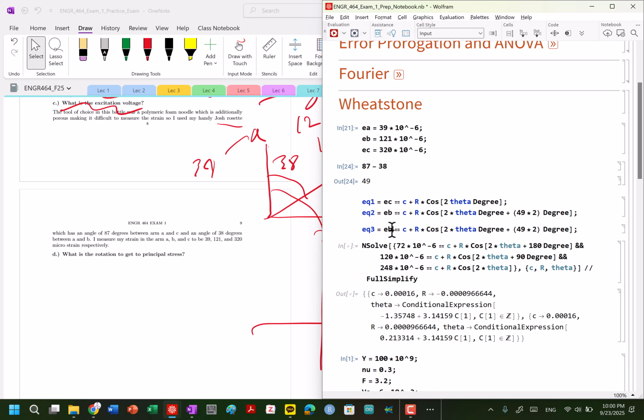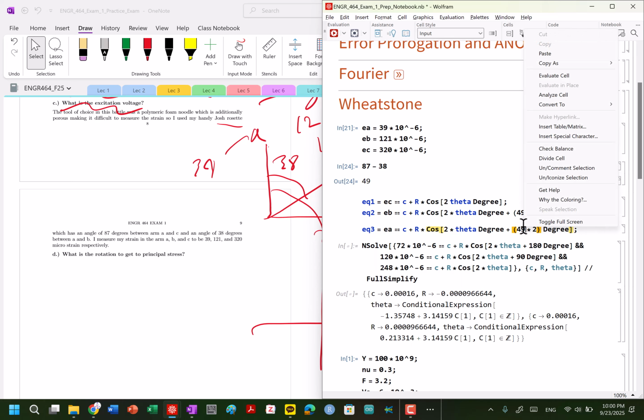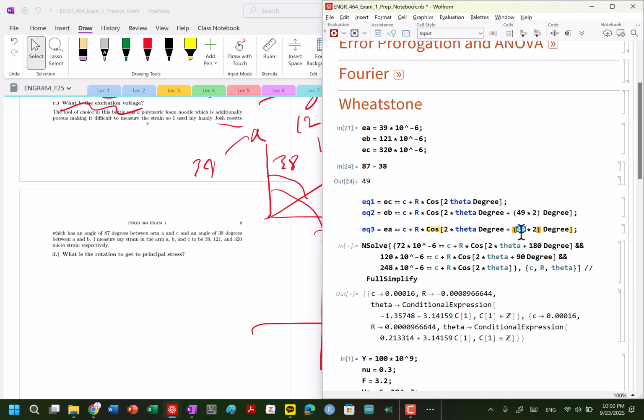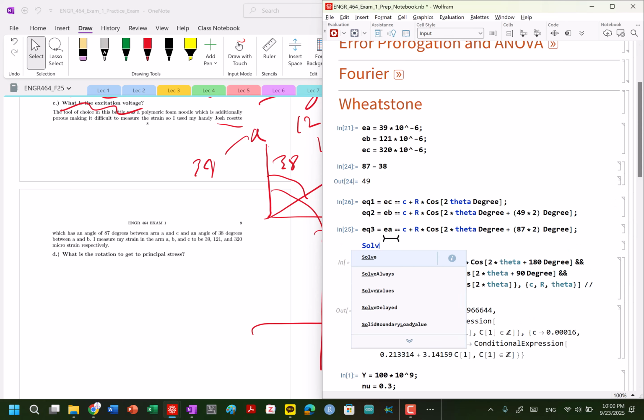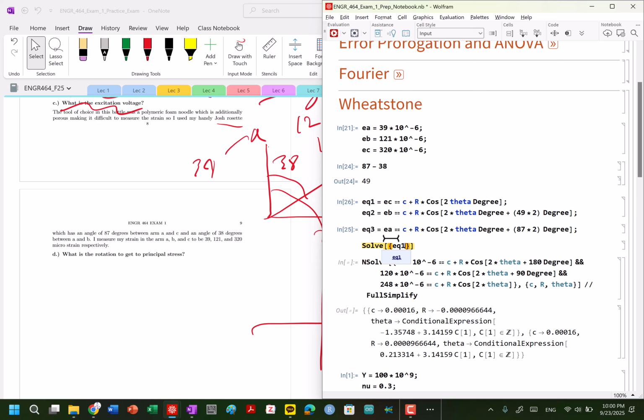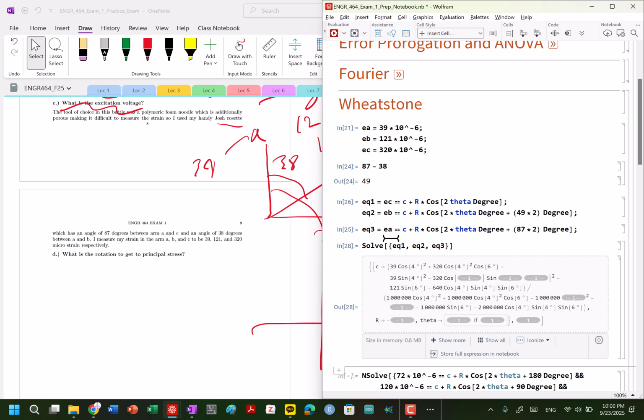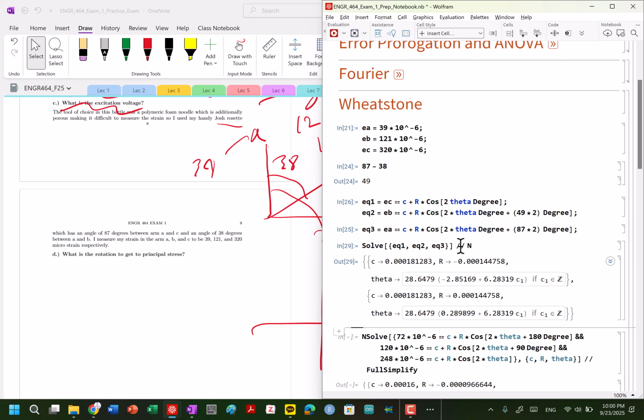Equation 3, we'll move to A. We know it's 87, but same thing. So 3 equations, 3 unknowns. We know the relationship between these. So now I can go ahead and say solve EQ1, EQ2, EQ3. Let's just do it numerically.